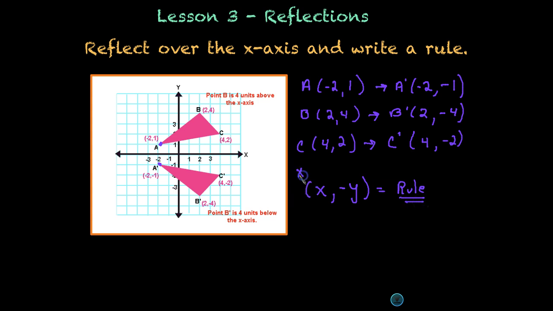Write this down in your notes. So this is the rule for how to reflect over the x-axis. Keep the same x value, multiply the y value by a -1, or change the sign.